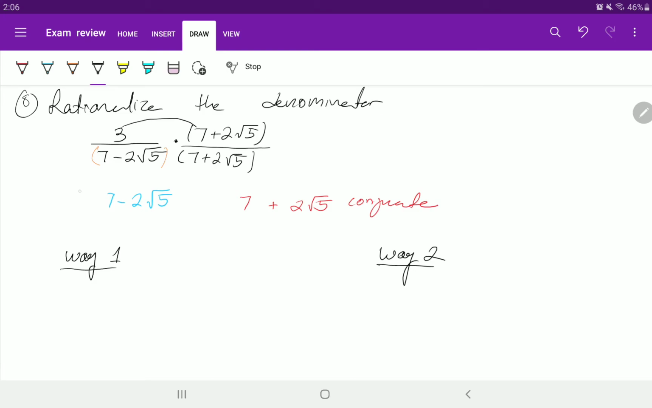I'm going to distribute the 3 into the parentheses. So 3 times 7 is 21. 3 times 2 square root of 5 is going to be 6 square root of 5. Remember, we multiply the numbers outside the radical with each other. We multiply the numbers under the radical with each other. So 6 square root of 5. And that's going to be the same thing for way number 2.